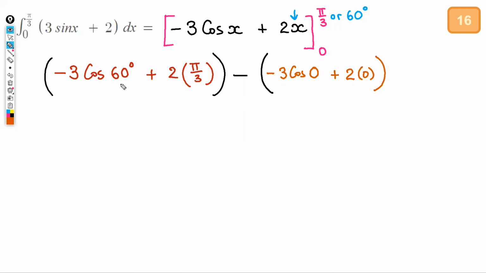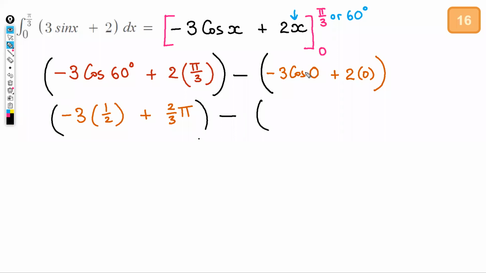Cosine 60 degrees. Now, cosine 60 is going to give you a very nice number. It's going to be a half, right? Cosine 60 is a half. Over here, you have 2 pi on 3, which is really 2/3 pi. All right, so let me go back to my brackets so I don't get mixed up.